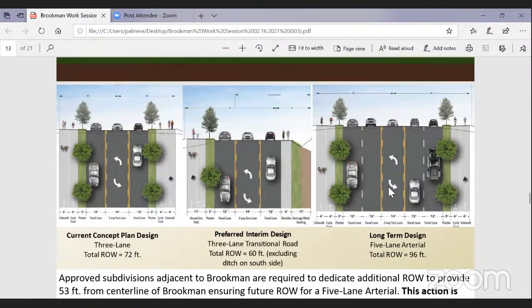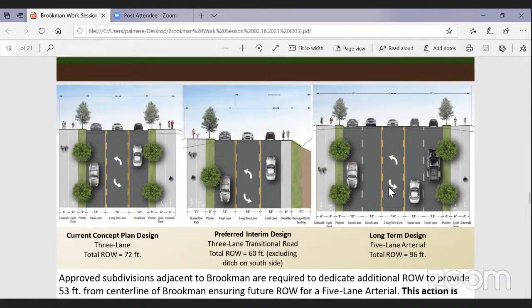So moving on to our preferred alternatives for the design of the road, the cross sections. In the current concept plan, Brookman was a neighborhood collector, a 3-lane collector. That's that first image on the left-hand side of your screen. And in the middle is our preferred option, which is the preferred interim design of Brookman. It's a 3-lane transitional road.